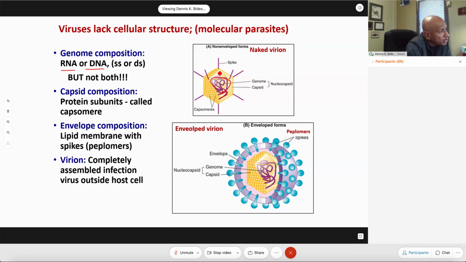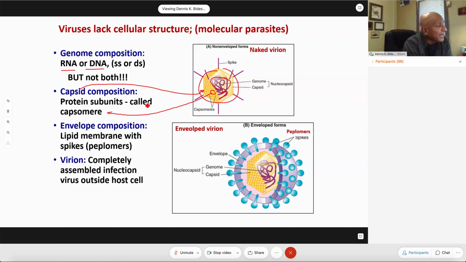Now, if you also notice, there's this yellow shell around this nucleic acid. That is called a capsid. So the capsid protects the nucleic acid. It's made up of protein molecules, of course, and each protein subunit, you see this little white ball back here, that is called a capsomere. So capsomeres are the subunits that make up a capsid.